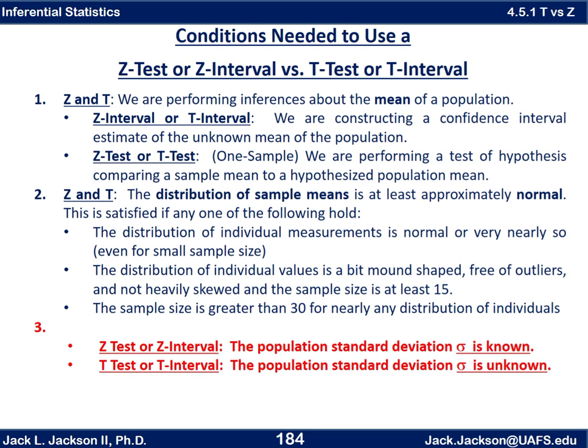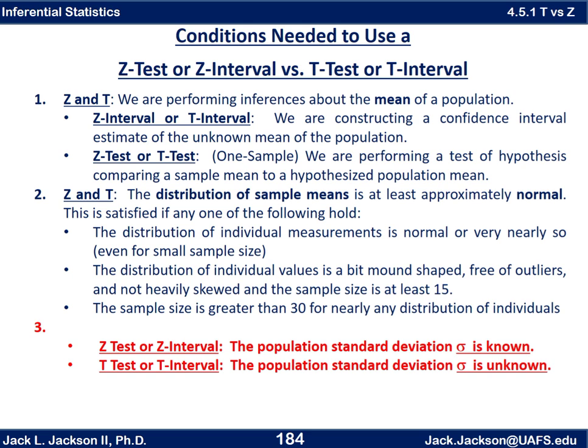a hypothesized population mean. For the z and the t, the distribution of sample means is at least approximately normal. If the distribution of individuals is normal or nearly so, even for a small sample size, that works. If n is greater than 30 for any distribution of individuals, that's probably going to work okay. And if it's kind of unimodal, maybe a little bit mound-shaped, free of outliers, not heavily skewed, you can probably get by with a sample size between a real small one and 30, so maybe 15-ish.